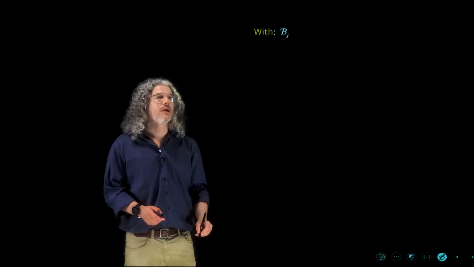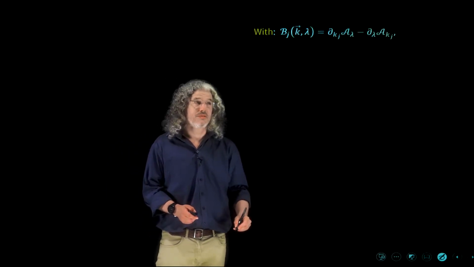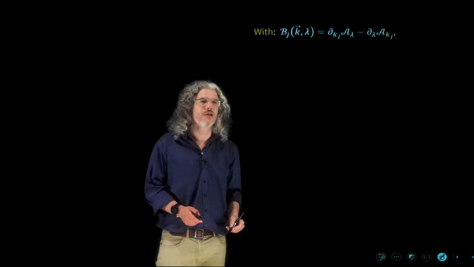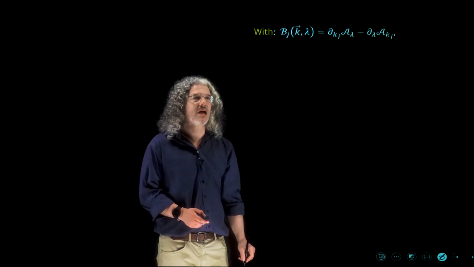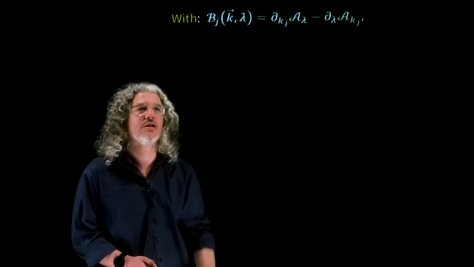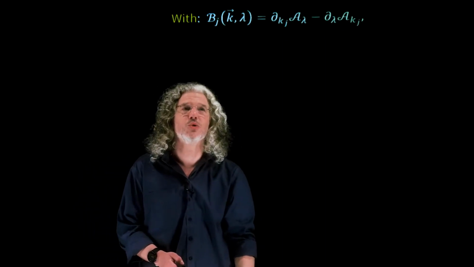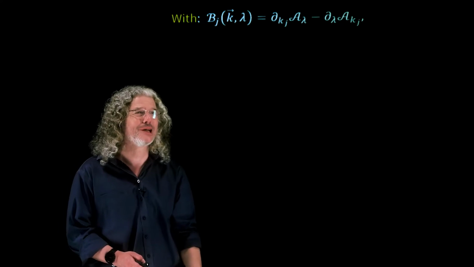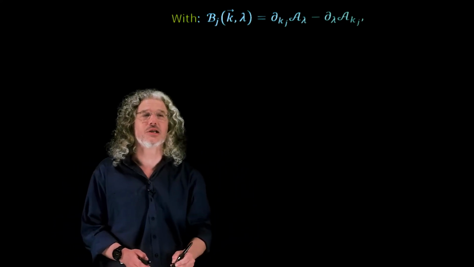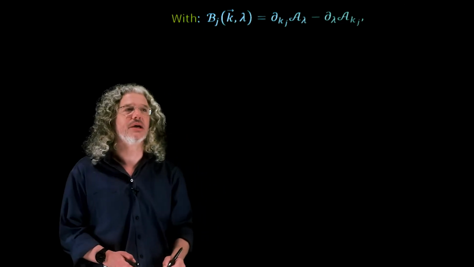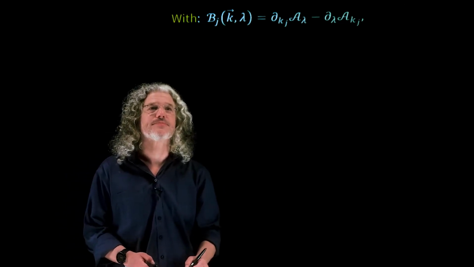So let's continue. We would like to relate these formulas to the Wannier function. So I remind you what we got so far. With this equation, B_{j,λ} is equal to ∂_{k_j} A_λ minus ∂_λ A_{k_j}. This is the standard relation between the Berry curvature and the Berry connection.